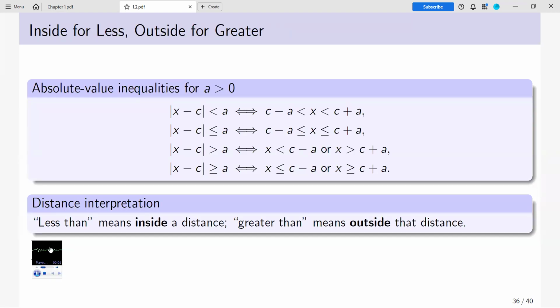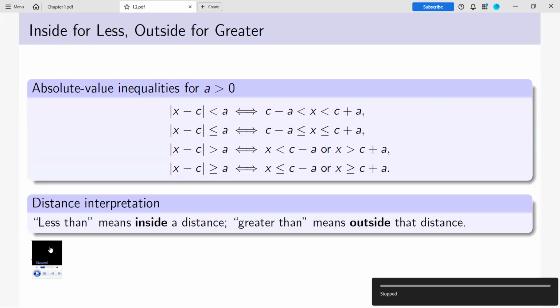An absolute value less than a positive number describes points inside a distance from the center. Greater than describes points outside. The words inside and outside are often easier to remember than 4 separate formulas.